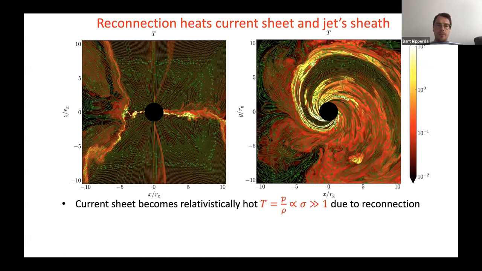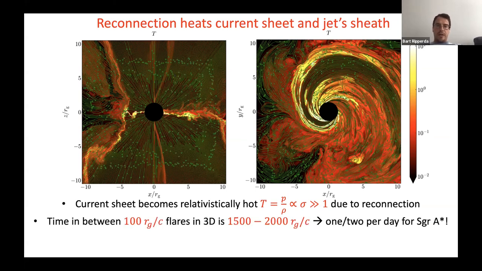So the highly magnetized plasma can flow into the current sheet due to E cross B. And here in the current sheet, the magnetic field goes to zero. This is no guide field reconnection. And the matter in the current sheet that heats up is in principle coming from this high sigma region. So we really have high sigma, no guide field reconnection here.